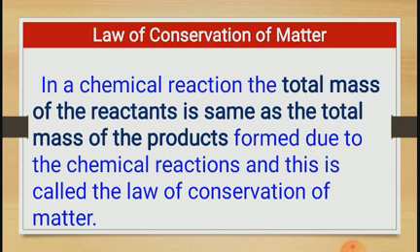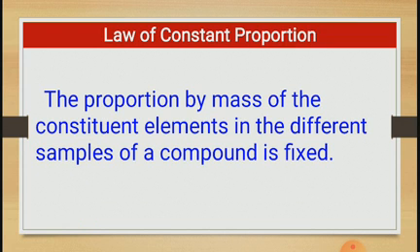Next one is the law of constant proportion. Now, law of constant proportion means what? The proportion by mass of the constituent elements in different samples of the compound is fixed. Now see, all of you know the formula of water. The formula of water is H2O. It means it requires two atoms of hydrogen and one atom of oxygen. So 2:1 is the ratio. This is the constant proportion.